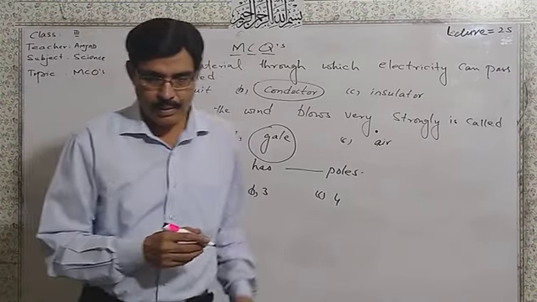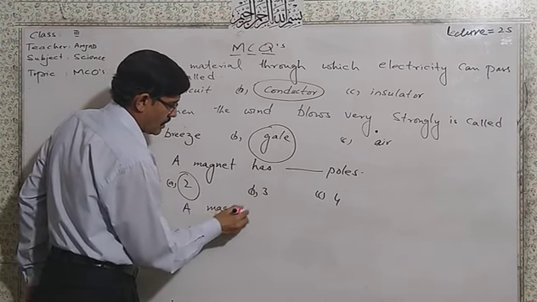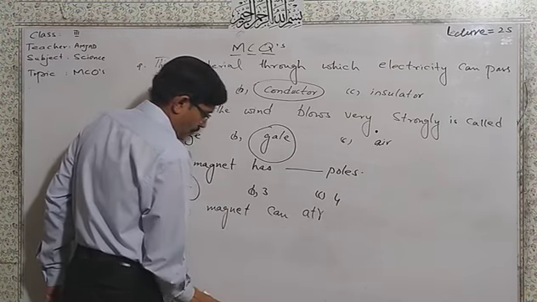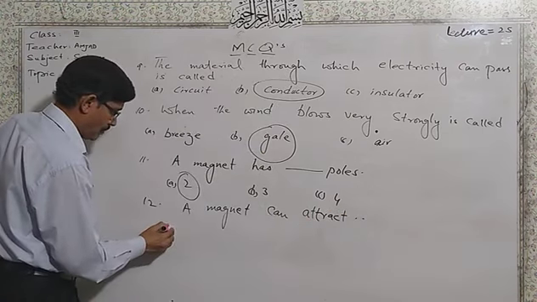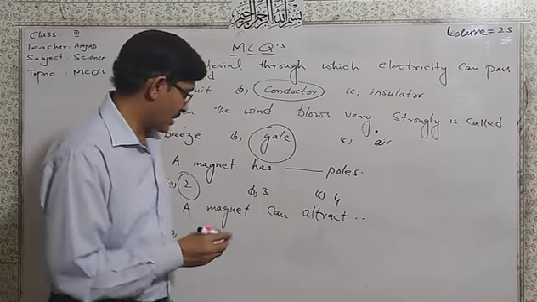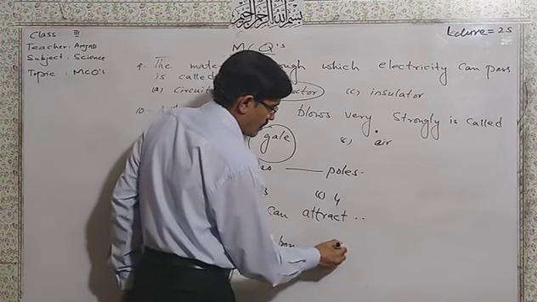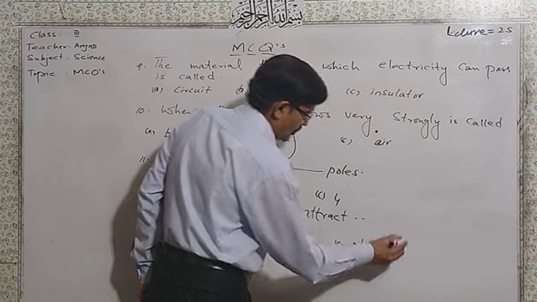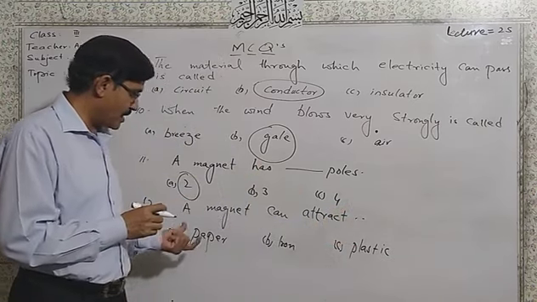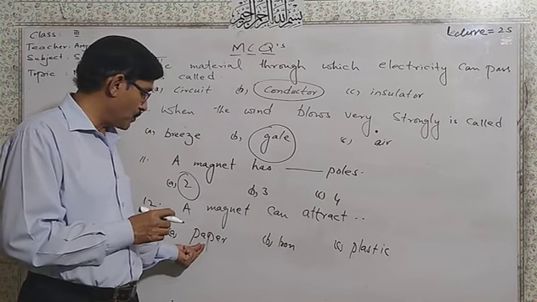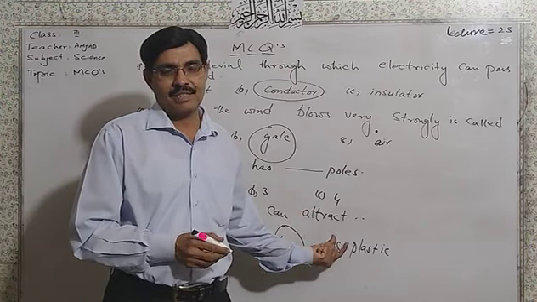Number 12. A magnet can attract what things? Paper, iron, plastic. In the chapter Fun with Magnets, I showed you that paper and plastic cannot be pulled by the magnet. Only the things which are made of steel or iron, a magnet can attract.